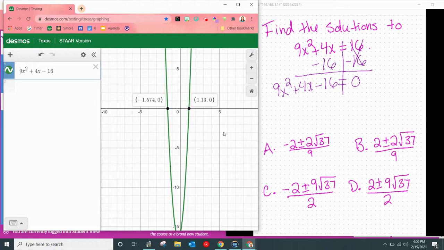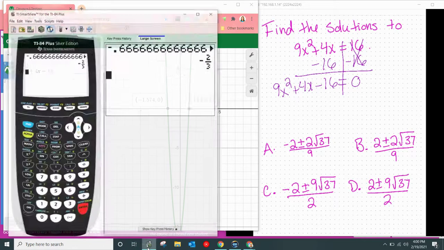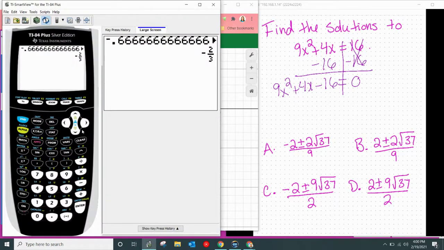And I do want you to know how you can say which one of these answers right here is correct. So here's what you can do. You can come over here to your calculator. And I would take my answer choice. I would just take the first one. I would say -2. Now you see this plus minus. So what that means to do is say plus 2.